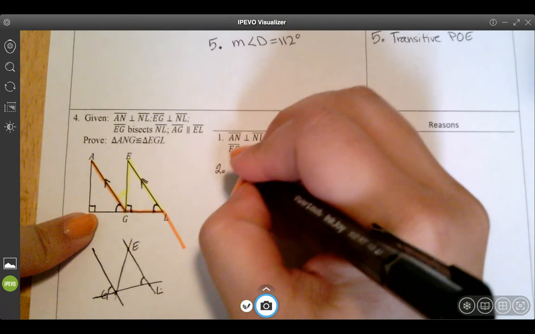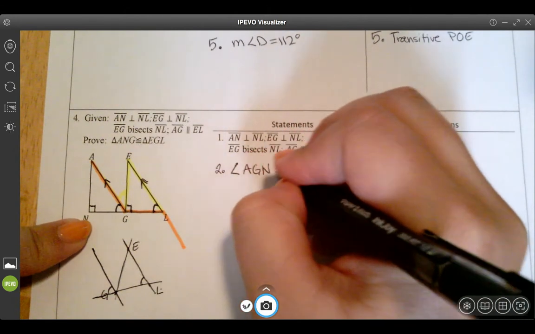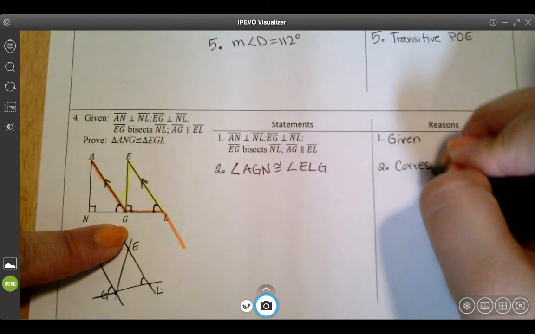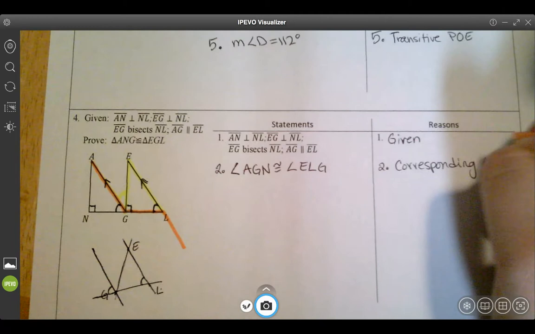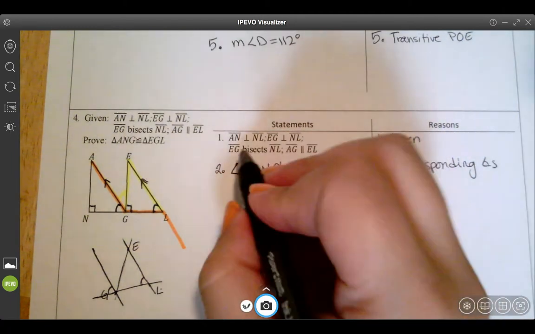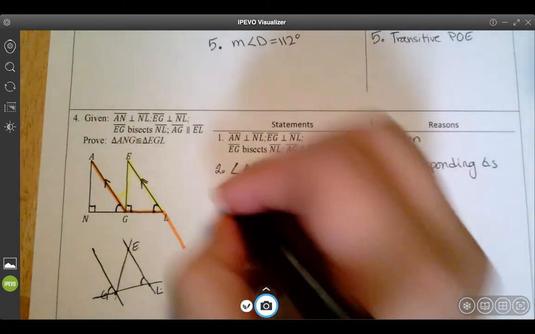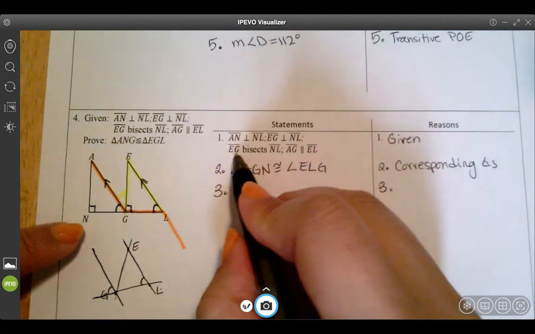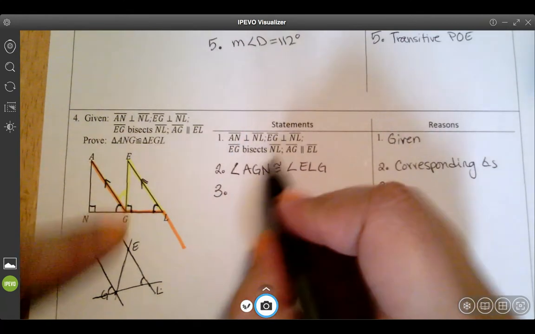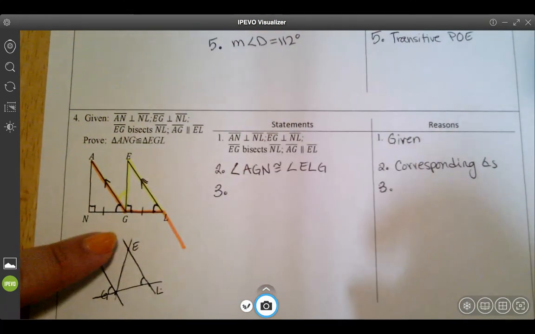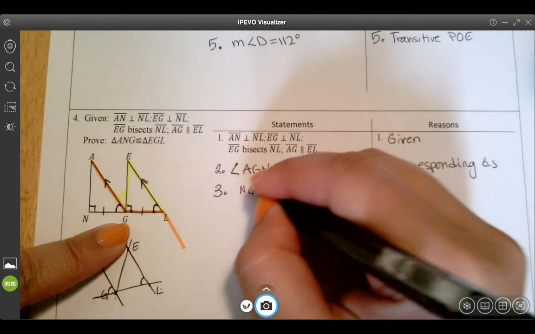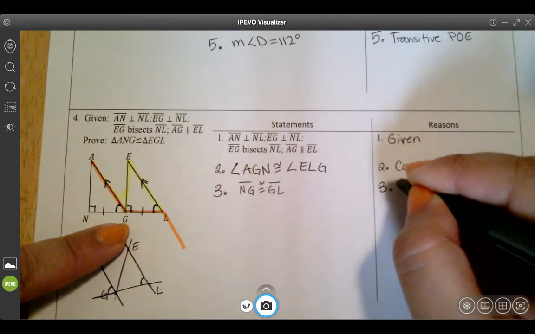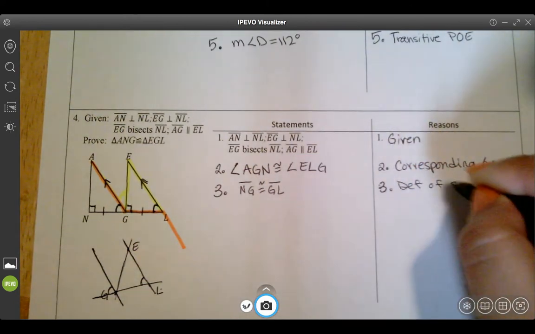So we have now angle AGN congruent to angle ELG by corresponding angles. We also have this statement about bisecting that we haven't used. And so step 3, we can use EG bisects NL, means cuts NL in half. And so we have NG is congruent to GL by definition of segment bisector.